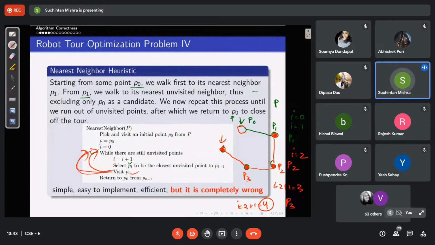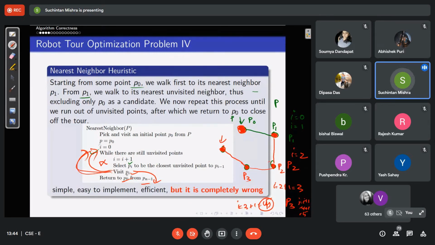Once we have visited all the nodes, this while loop will now terminate and we will come out of the while loop. When we come out of the while loop, now return to P0 from Pn minus 1. So now at this point we have I equal to 4. Do we have an unvisited point? Yes, we have one unvisited point. Now I is equal to I plus 1, that is 4 plus 1, which is equal to 5. Now visit this point.